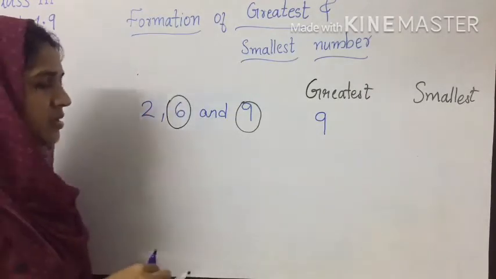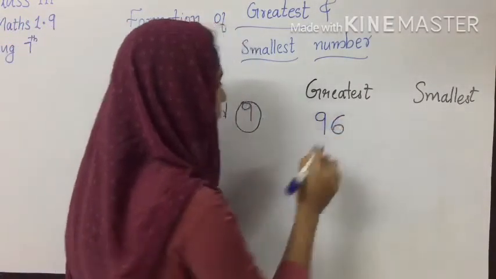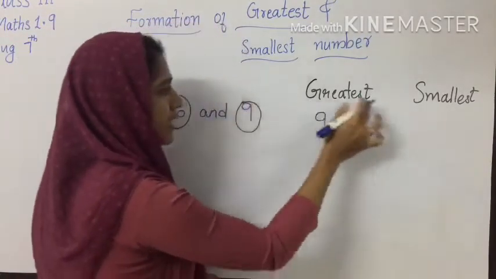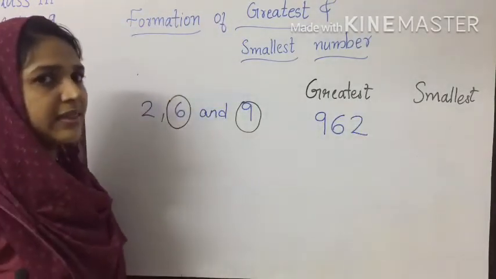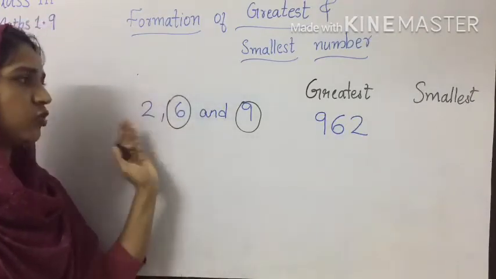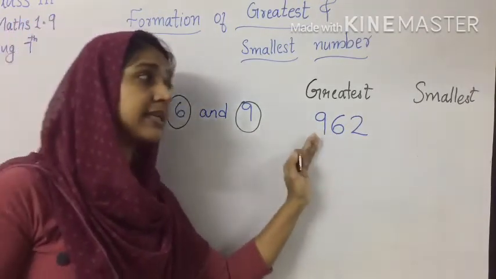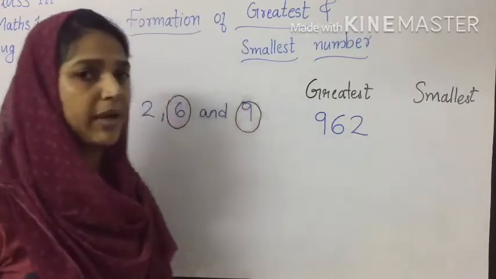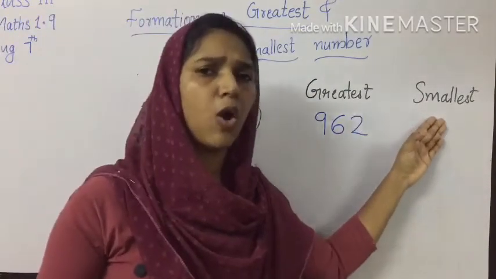It is 6. So we have to write 6. And last, 2. So this is the greatest number that we can form by using 2, 6 and 9. Greatest 3-digit number.